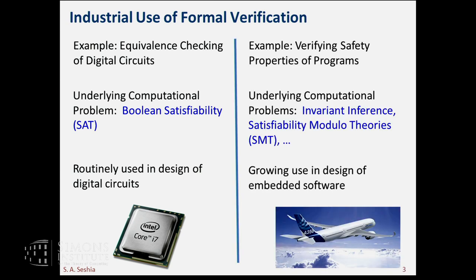The second area where it's increasingly being used is in the design of embedded software. Embedded software is the software that runs in everyday objects. Avionics has been a big customer of formal verification from the beginning because of the obvious safety critical nature. But increasingly, automobiles are another area where there's increasing need for verification, and people are looking into tools. And with IoT spreading, this is going everywhere.